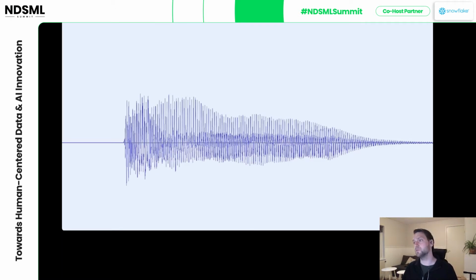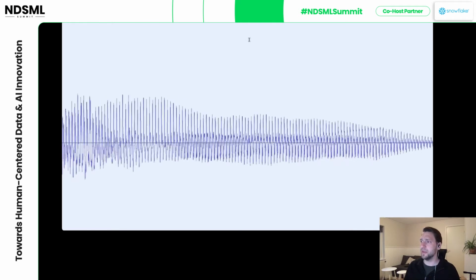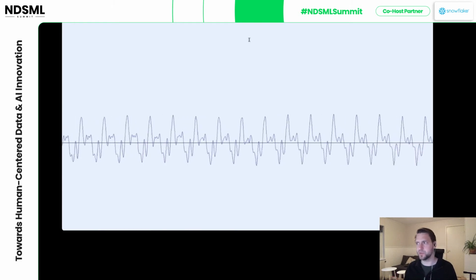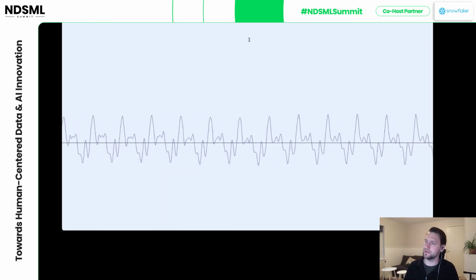But most tones are very complex structures of frequencies. Here, for example, we're looking at a piano note. It's still a single note, but there's a lot of frequencies in there. And as you can see right now, it already becomes quite hard to interpret.